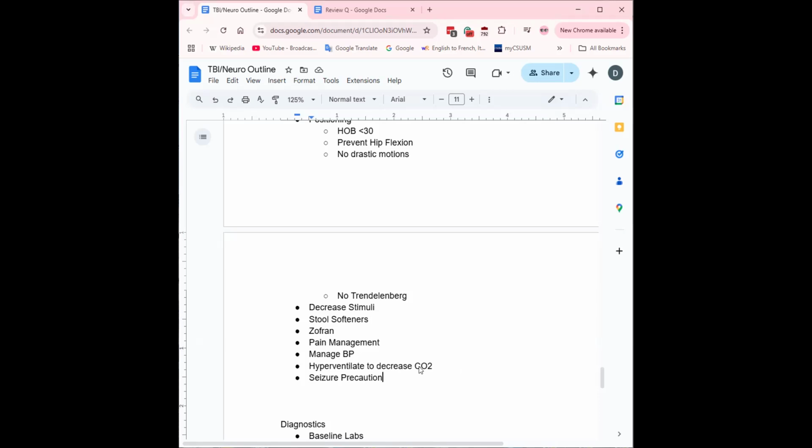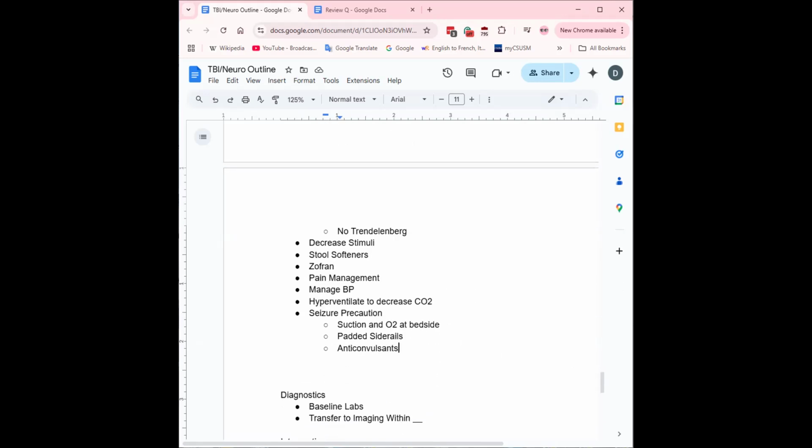Sensory input. So, seizure precautions. Again, that's suction and O2 at bedside, padded side rails, anticonvulsants, which depends on whatever they need. Yeah, the Keppra. You said Colace, antiemetic, Zofran to limit ICP straining, pain management, sedatives depending on if needed.